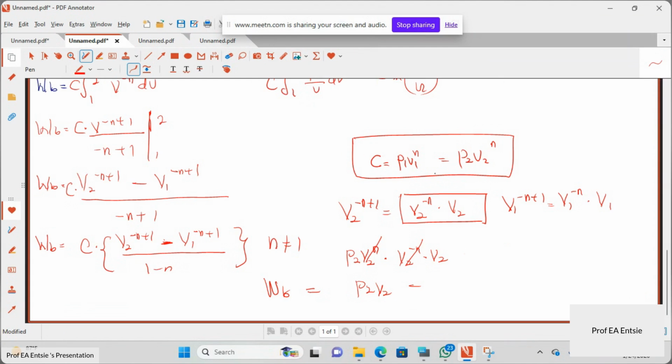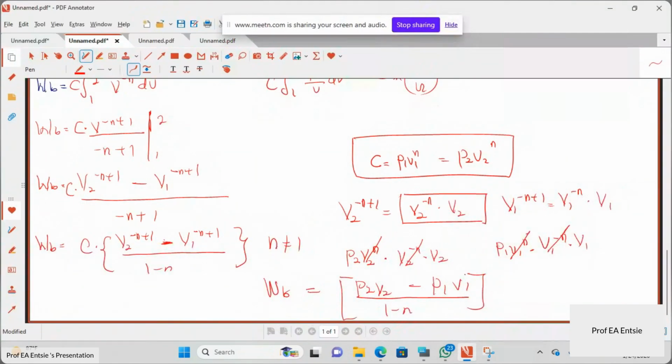Then what will I use for C? This time, since it is V1, I will use P1 V1 exponent n. So in terms of C, for the second term, it will be P1 V1 exponent n times V1 exponent minus n plus 1, which is the same as V1 exponent minus n times V1. So V1 exponent n cancels V1 exponent minus n. Now I'll be left with P1 what? V1. All out of 1 minus n. So this is the simplified version of the work done on a polytropic process.